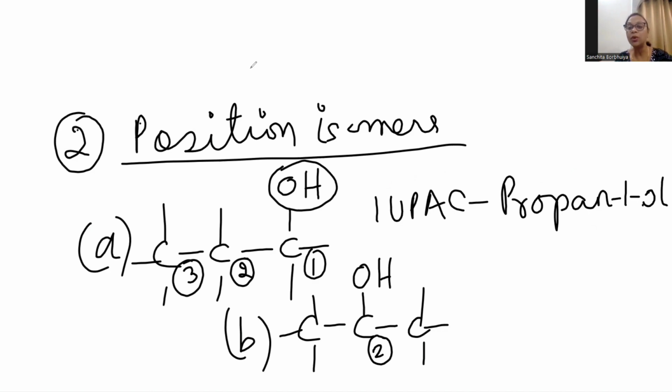It's understood that the OH is on the first carbon. The next compound has the IUPAC name... Yes, if you have said propan-2-ol, give a pat on your back. You've done it right. Very good. So these are position isomers.